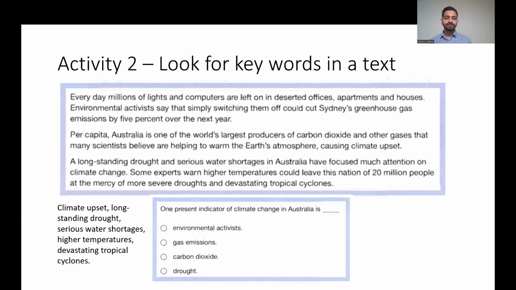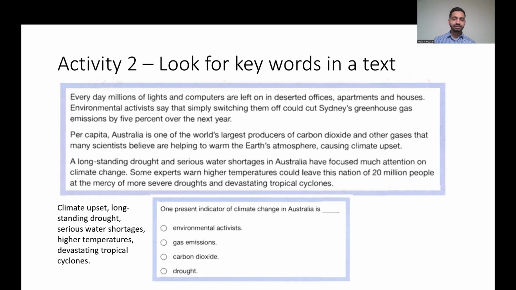If you read this last paragraph, it says a long-standing drought and serious water shortages in Australia have focused much attention on climate change. In other words, people have started thinking about climate change because we have seen these long-standing droughts and serious water shortages. So water shortages is one indicator as well, and we've got drought, but water shortages is not in our options here, so we can't really choose that.